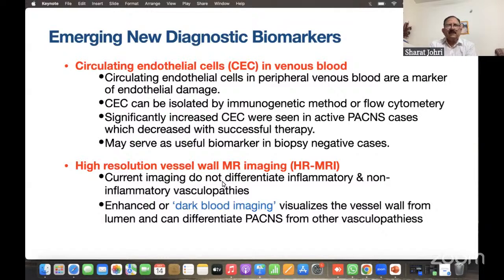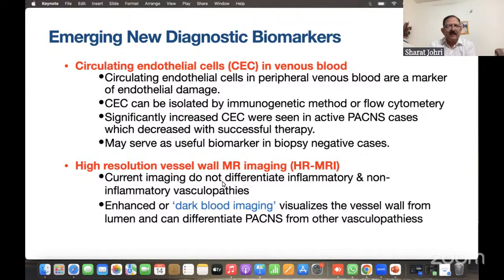Circulating endothelial cells in venous blood. Circulating endothelial cells in the peripheral venous blood are a marker of endothelial injury. And we know that in primary CNS vasculitis, it is the vessels which are affected. So the circulating endothelial cells can be isolated by immunological method or flow cytometry. They are significantly increased in primary CNS vasculitis, and they decrease with successful therapy. So they may serve as a useful biomarker in biopsy negative cases, or when we are unable to do the biopsy.